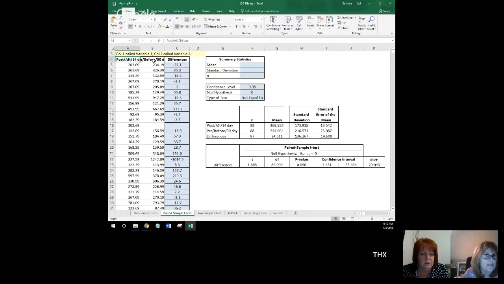So you have the 90 days in variable 1. So paired test, the post, and I have post and pre. So I have 14 days in column A and 90 days in column B. That sounds correct. I did it the other way.